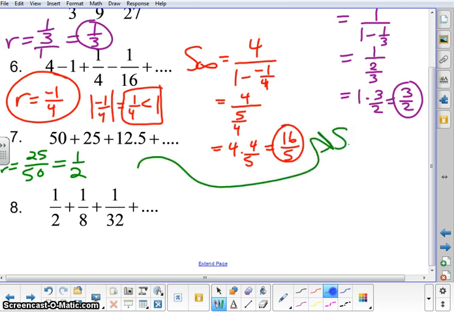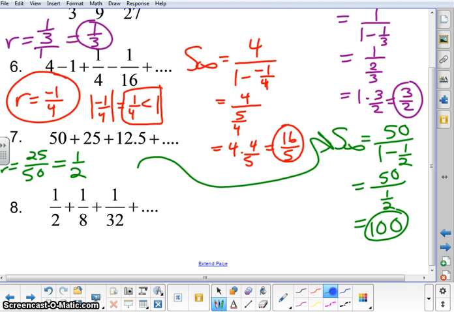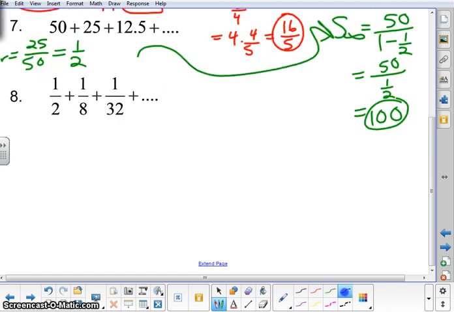So we have the sum of infinite terms. The first term is 50, and you have 1 minus 1/2, which is 50 over 1/2, which then is 100. So the answer there is going to be 100. And then again, push pause, see if you can get the last one.